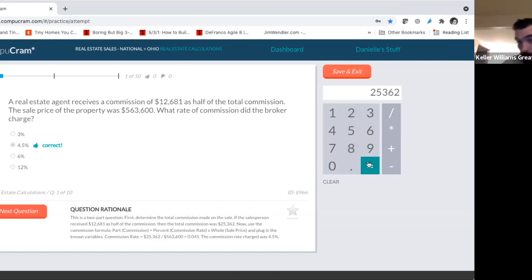So the total commission on this property is $25,362. Now take that and divide it by 563,600. And that's going to give you 0.045. To get to a percentage, you just multiply by 100. It's 4.5%, right? And that's right.